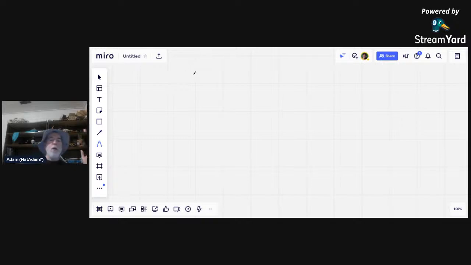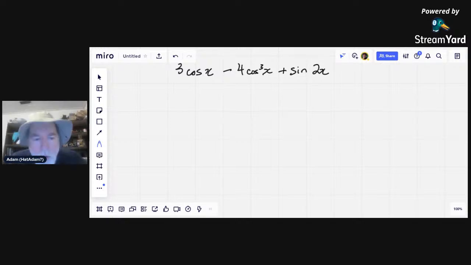So what are we looking at? We are wanting to find, I believe it's 6 zeros for this function: 3 cosine x minus 4 cosine cubed x plus sine of 2x.